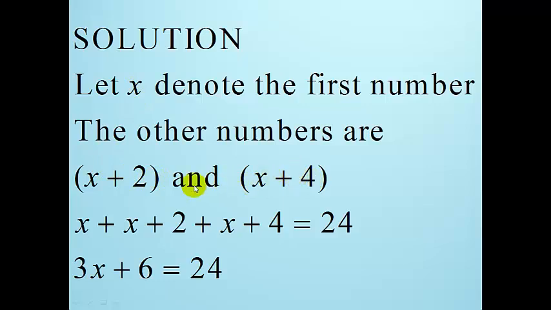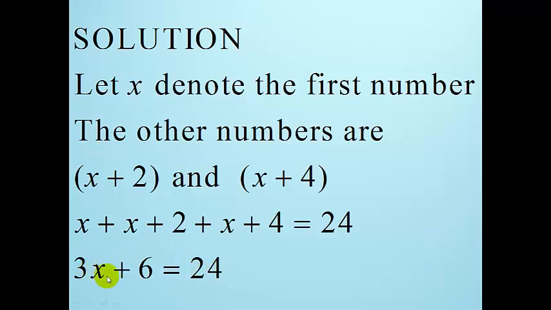Now from the question, the sum of the 3 consecutive even numbers is equal to 24. So x plus x plus 2 plus x plus 4 is equal to 24. Now x plus x plus x is equal to 3x because the coefficients of x are all 1. So we have 1 plus 1 plus 1, and that is giving us 3. So we have 3x. Now 2 plus 4 is equal to 6. And so 3x plus 6 on the left hand side is equal to 24 on the right hand side.